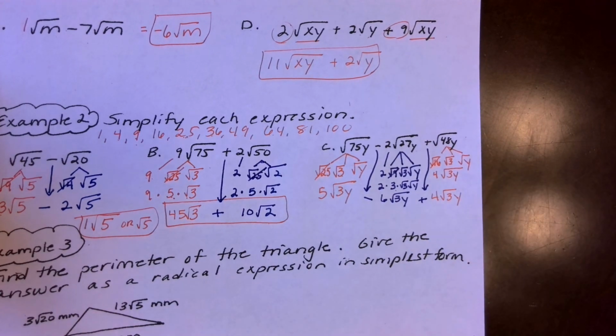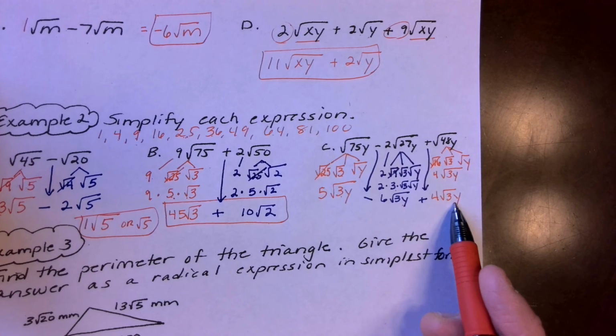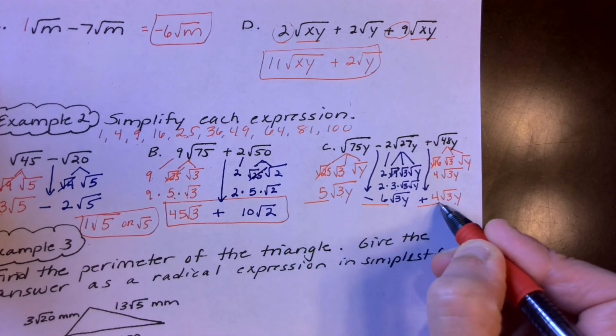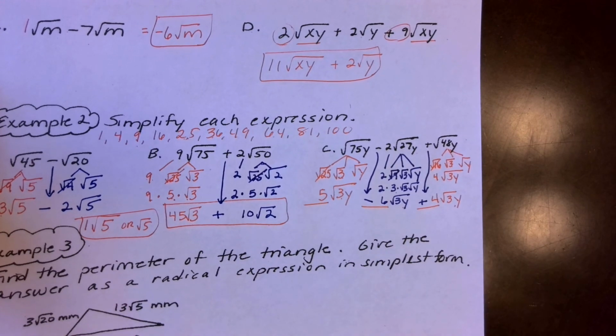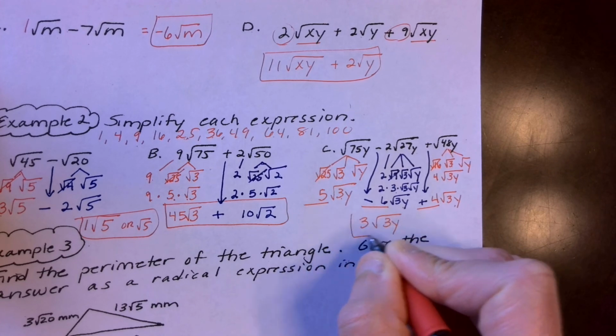Do we have any like radicals? Square root of 3y, square root of 3y, square root of 3y. I can combine all of them by adding these. So I have 5 minus 6 plus 4. Looks like we got 3 left, don't we? And the radical is exactly the same.